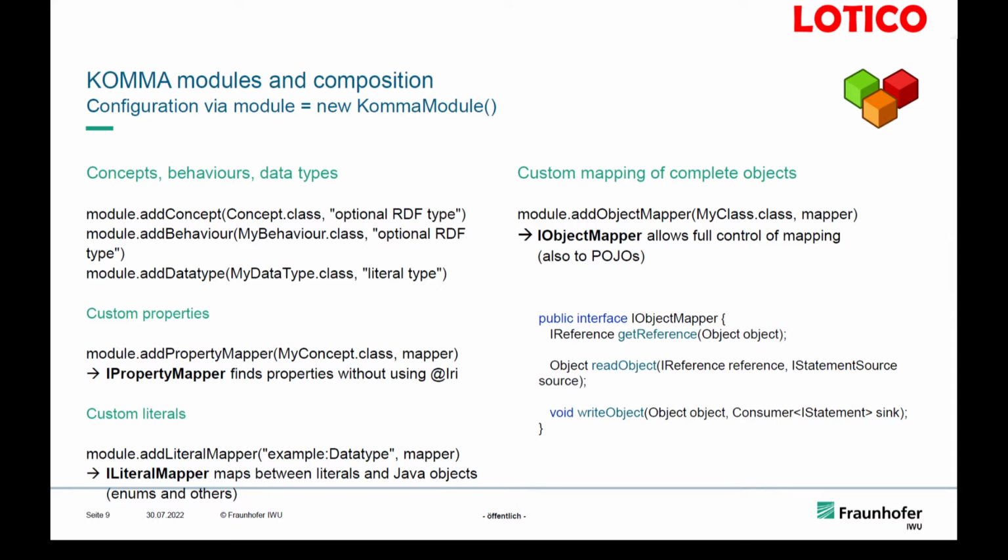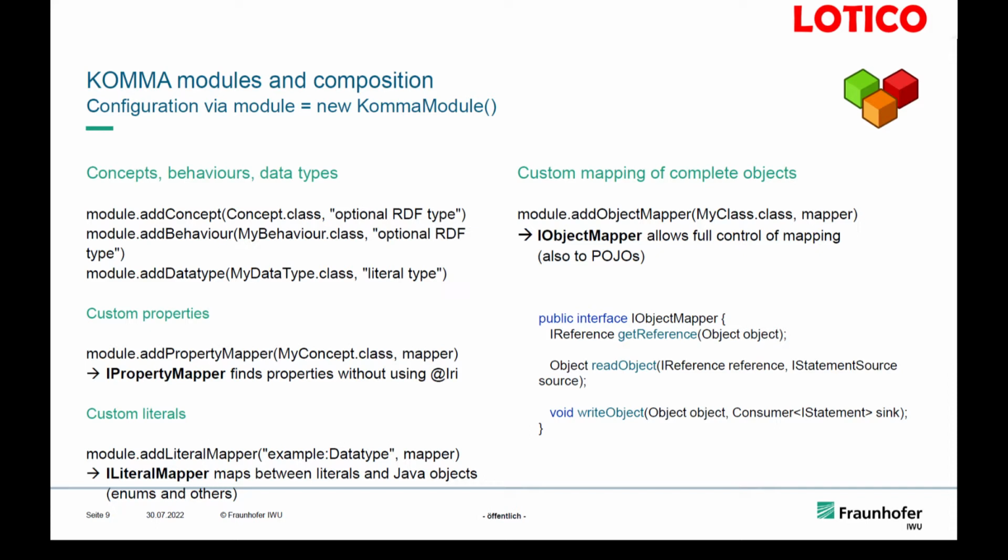Last but not least, the concepts, behaviors, and also data types are configured by using an instance of KommaModule. You can add the concrete interfaces and classes by using those methods shown here on the left. And you also can provide the RDF types here. You can leave out the RDF type, but you can provide it here, so you don't have to use the Iri annotations on the interfaces or classes.